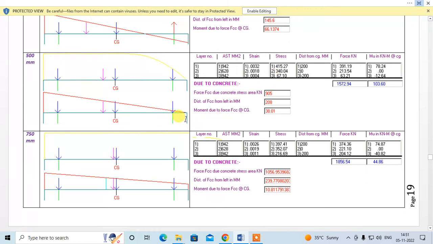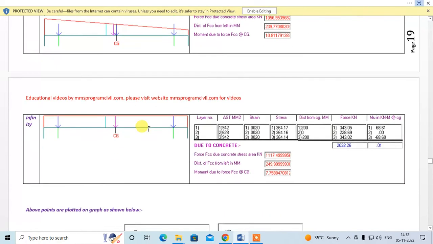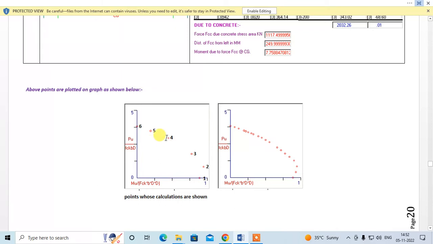Stress into area will give you force. So this is the force over here, this is the force over here, this is the force over here, right? Now this will give you a clockwise moment, so positive. This will give you no moment, so zero. This will give you an anti-clockwise moment, so negative, right? Add these forces, you get Pu. Add these moments, you get Mu. That can be plotted on the graph, and this is your fifth point, right?